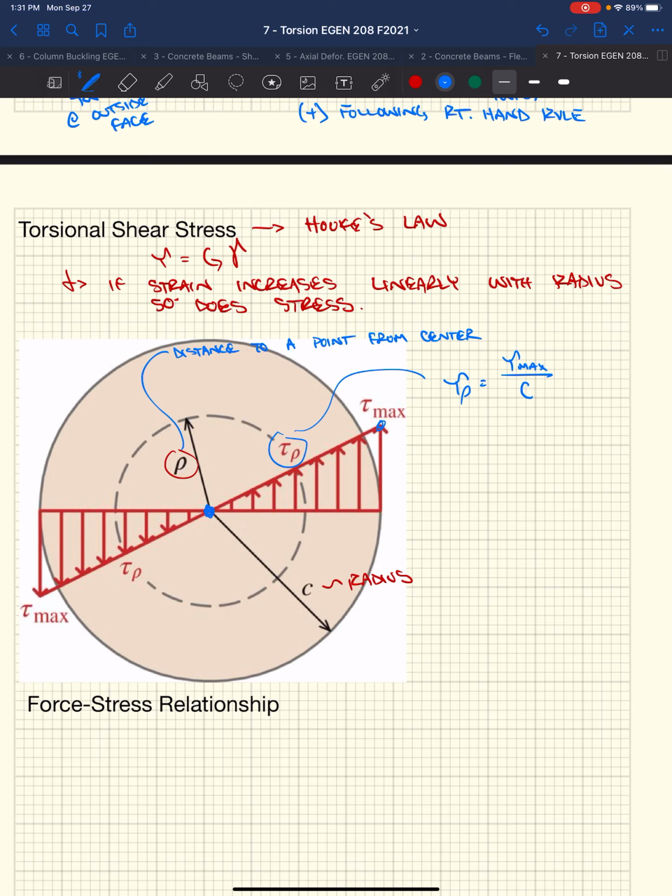The slope times the distance. Well, the distance that we are looking at would be rho, right? So the shear stress at any given point from the center of our shaft to the outside of the shaft is the slope of that change in stress times the distance to where we are interested in looking, right? So tau at rho equals tau max over C times rho.